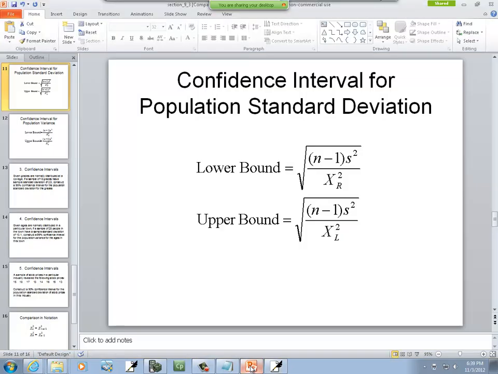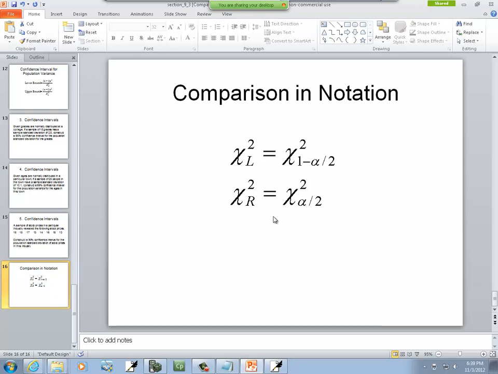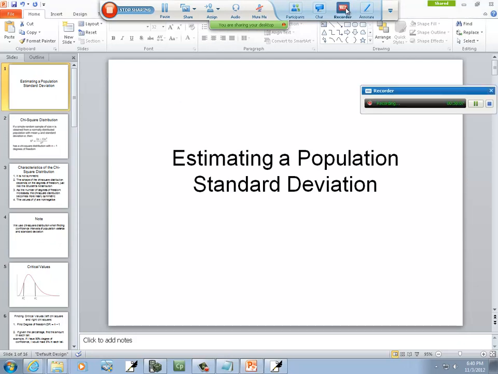One last thing I want to mention. Comparison notation. For this particular book, and your book may be different, my left chi-square is this notation, and my right chi-square is this notation. So if you're trying to see how in the world my formulas match up with those, that's the comparison we use. And that's the end of that section. So I stop the recorders.